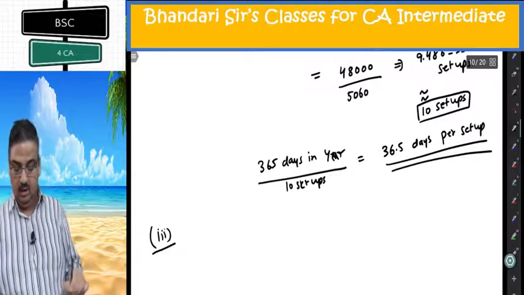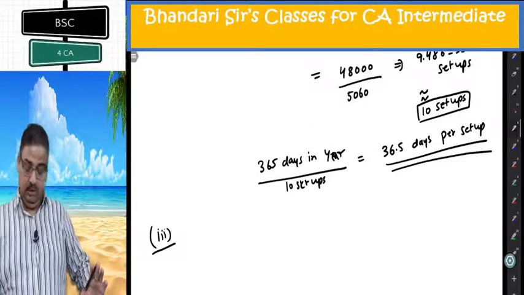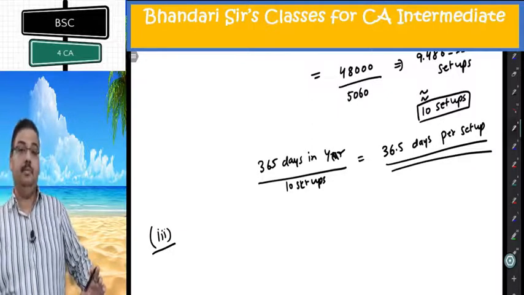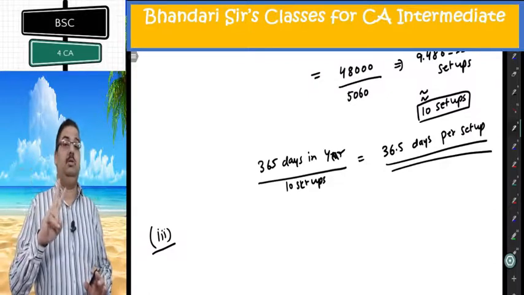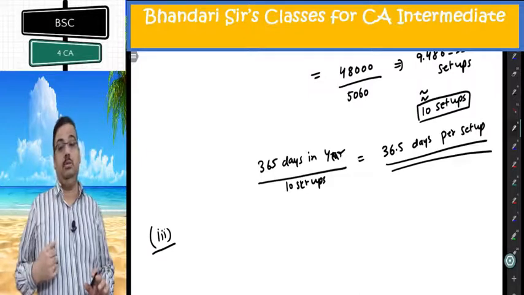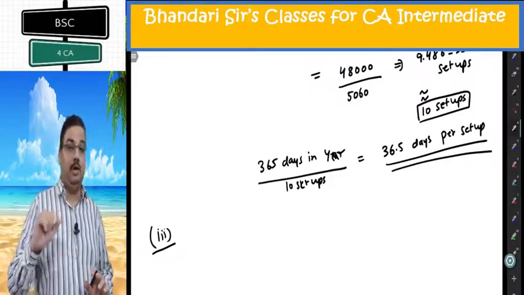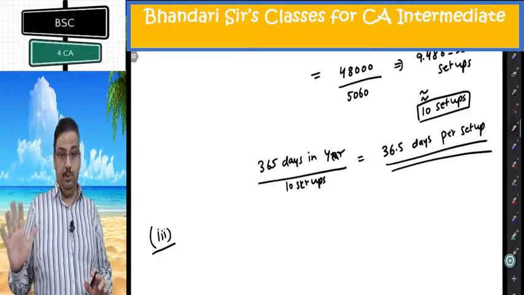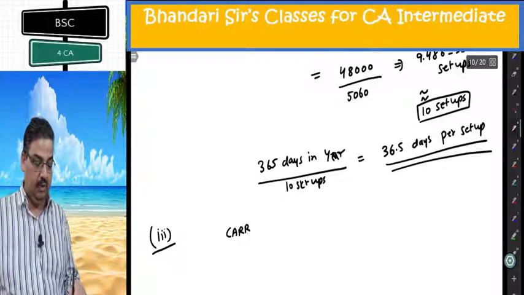Third part. Find minimum inventory cost. If you want to calculate inventory related cost, there are two costs. One is setup cost, another is carrying cost. If you want to compute minimum carrying cost related to inventory, I compute it separately. So I compute both of them. Your institute does only carrying cost calculation.